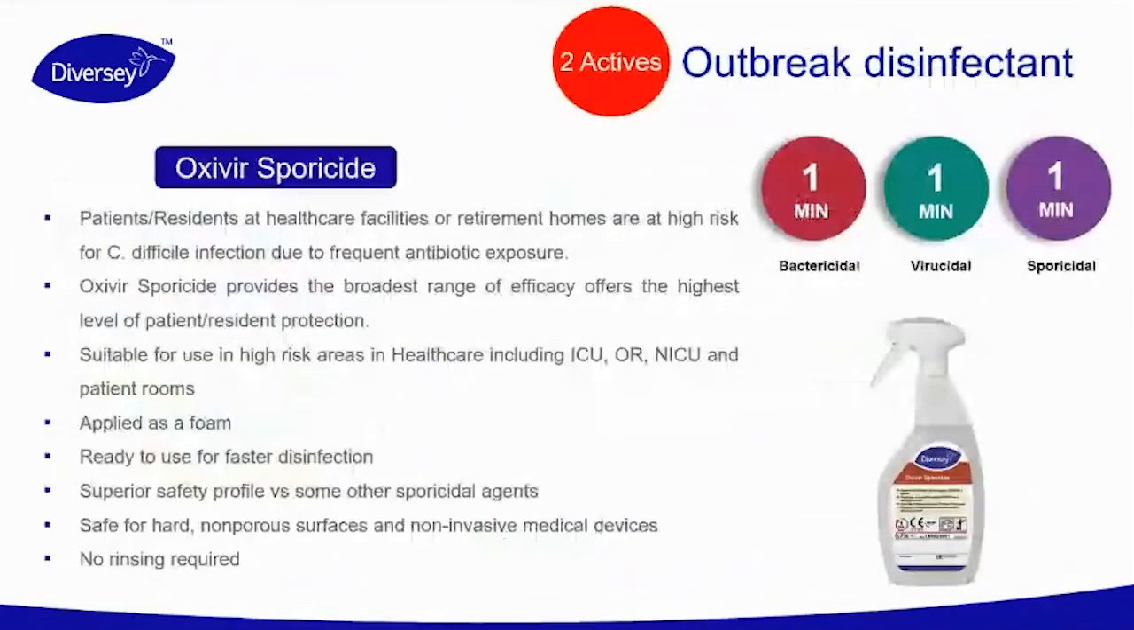And then let's talk briefly about our outbreak disinfectant range. So Oxivir Sporicide, unlike Oxygenrich Cell, is based on two actives, so hydrogen peroxide and glycolic acid. This is dedicated for high-risk area, for example, in healthcare, including intensive care unit and operating theater. It is applied as a foam. It is ready to use for faster disinfection. It has a broad efficacy data because it is effective against bacteria, viruses, spores, and tuberculosis as well, and non-rinsing required.